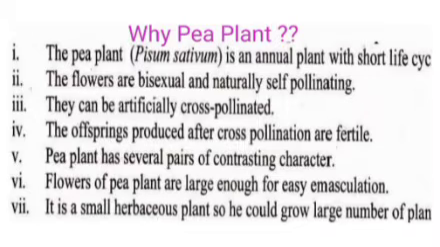The pea plant is an annual plant, that is, it completes its life cycle within a single year. The flowers are bisexual, that means they bear male and female sex organs on the same flower, and they are naturally self-pollinating. But yet, cross-pollination can be conducted by emasculation techniques. The offspring produced after cross-pollination are fertile, and the pea plant has 7 pairs of contrasting characters which are visible to our naked eye. The flowers of a pea plant are large enough for easy emasculation, and being a herbaceous plant, Mendel could grow a large number of pea plants.